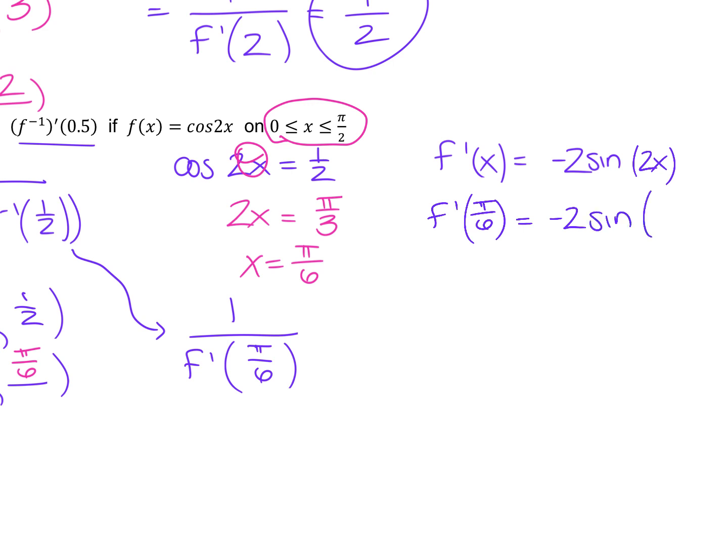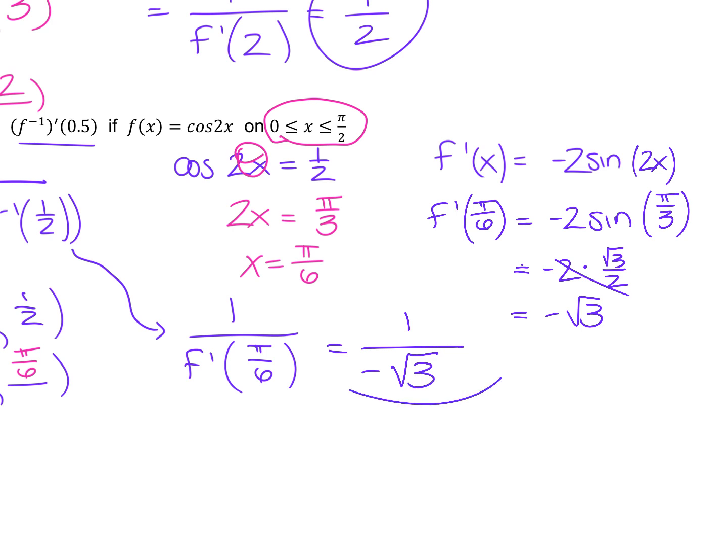So if I want to know f prime at pi over 6, that's negative 2 sine of what value? Pi over 3 when I multiply by 2. All right, what is the sine at pi over 3? Root 3 over 2. So my final value for that is negative root 3. So my final answer is 1 over negative root 3.